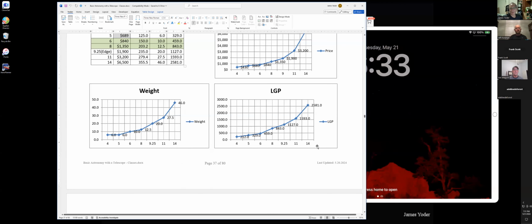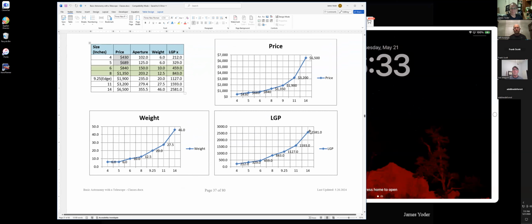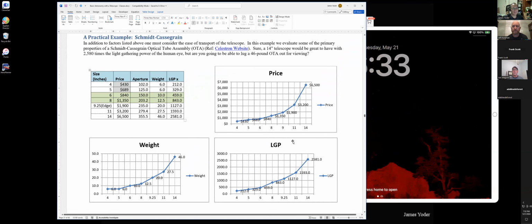The light gathering power is not quite as steep a curve, but it still goes up pretty good. With a 14-inch, you're getting 2,581 times the light gathering power of a typical eye, where the 8-inch telescope is 459. Questions about this little chart here?